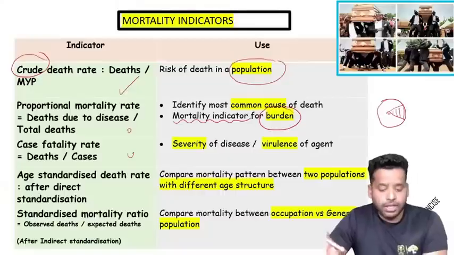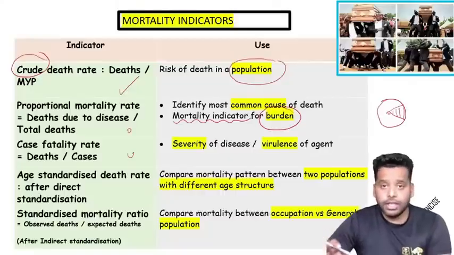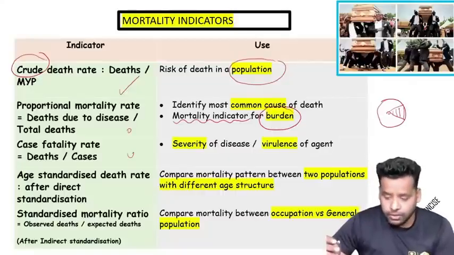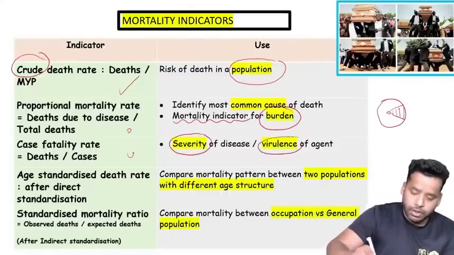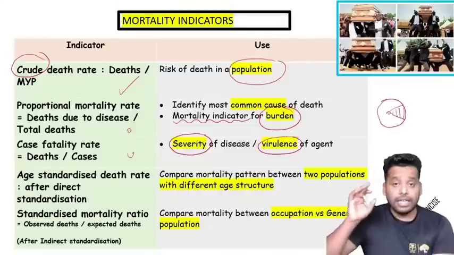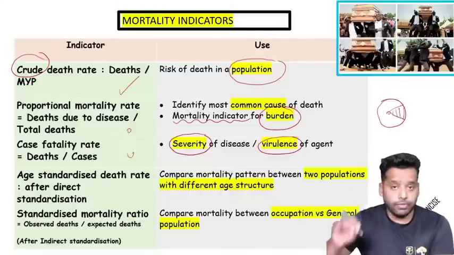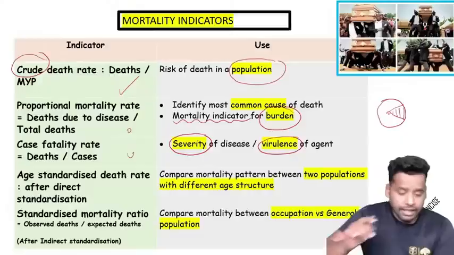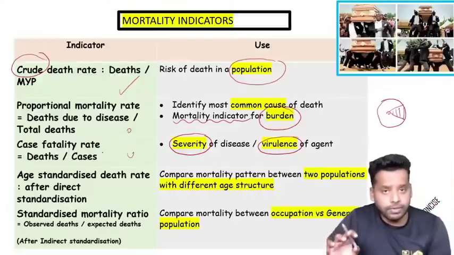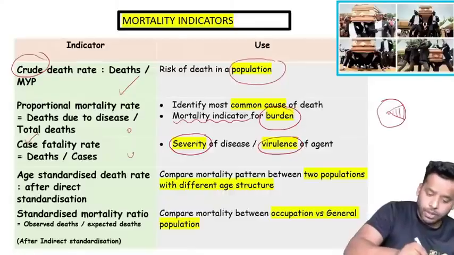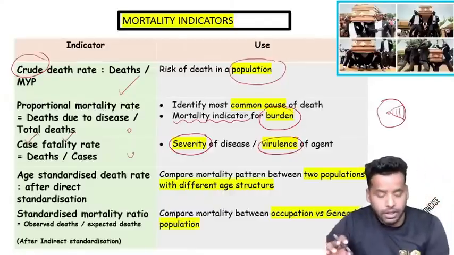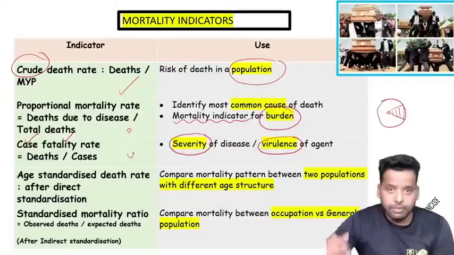But if the question is like this, which is the indicator to indicate severity of disease? Severity, killing power, virulence of agent, dangerous. How dangerous is the agent? If such words come, what is the answer? Case fatality rate. The denominator will be cases, the numerator will be deaths. Out of 100 cases, 50 will die.